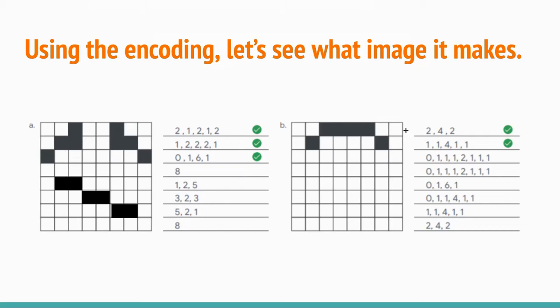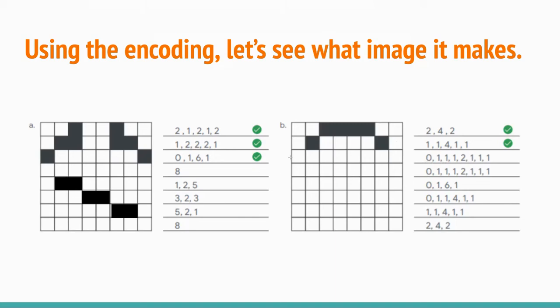So they've already done the first 2 rows for us. Again, we start with 2 white squares. Then we have 1, 2, 3, 4 black squares. Then 2 white squares. Our next row, we have 1 white square, 1 black square, 4 white squares, 1 black square, and 1 white square.